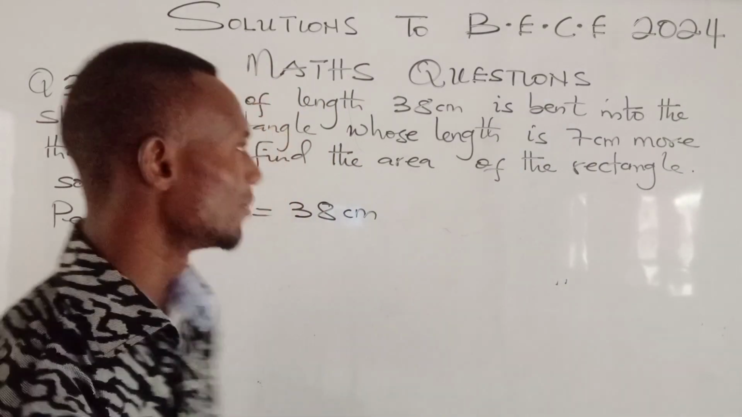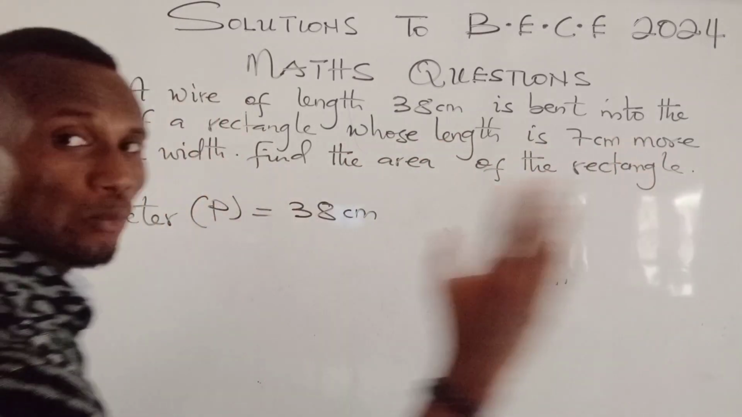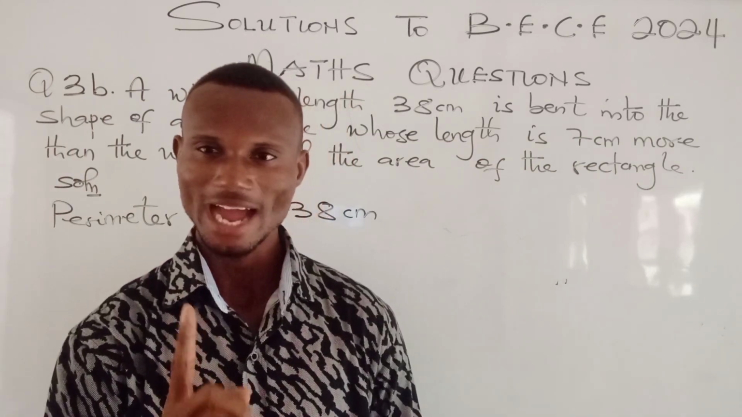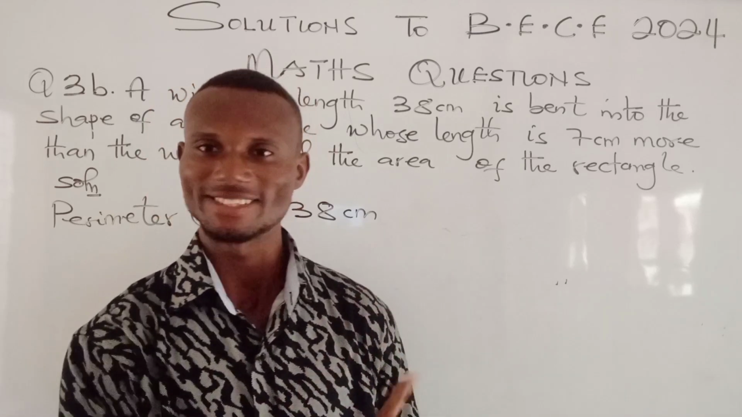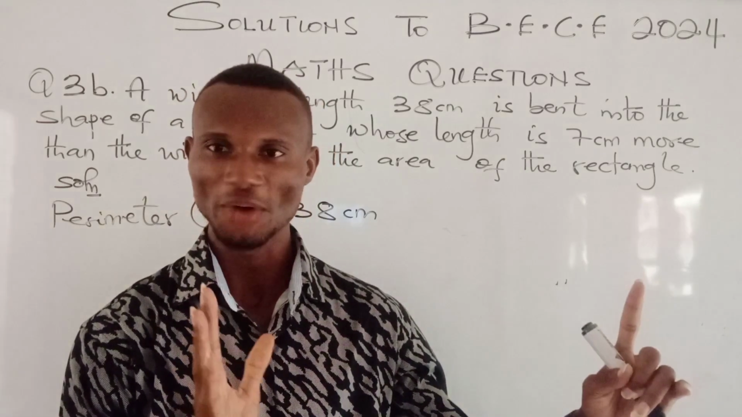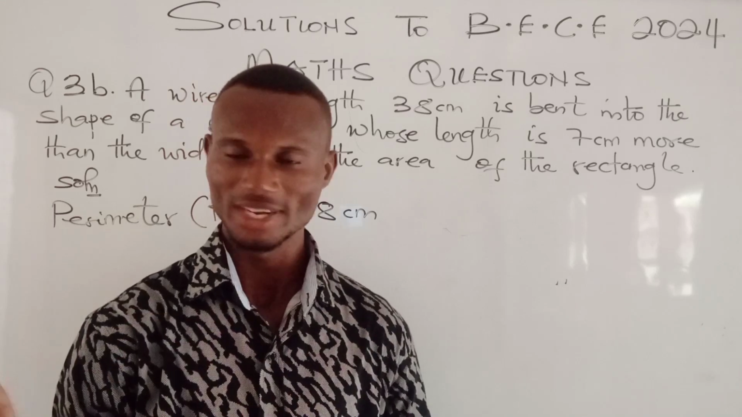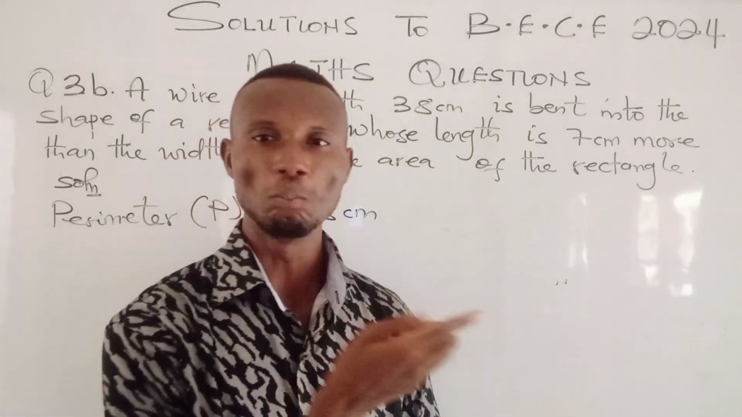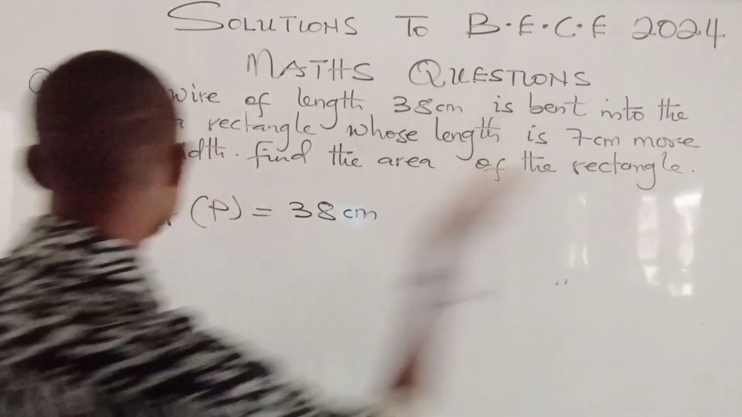Let's read it one more time. It says whose length is 7 centimeters more than the width. It says 7 centimeters more than the width. Are you getting it? It didn't say the length is 7 centimeters. I hope you agree with me. So don't think that the length is 7 centimeters. No, that's not what it's saying. It says the length is 7 centimeters more than the width.